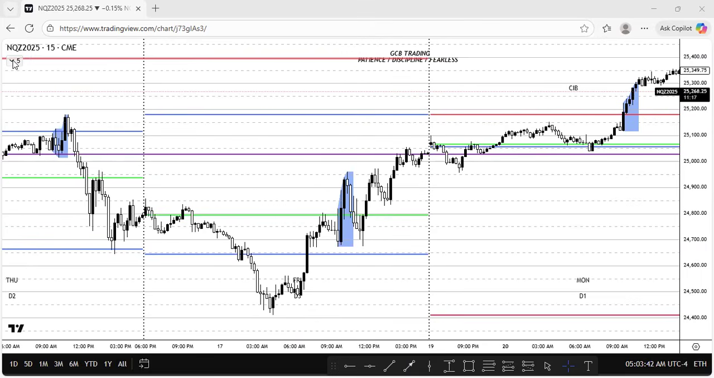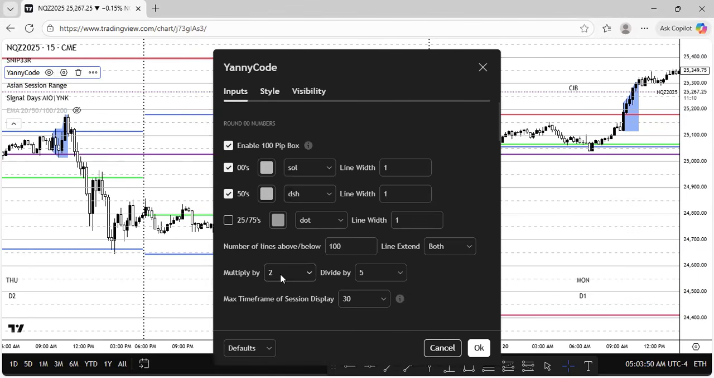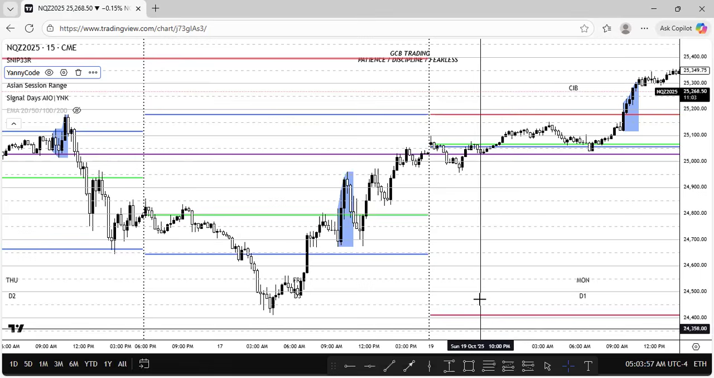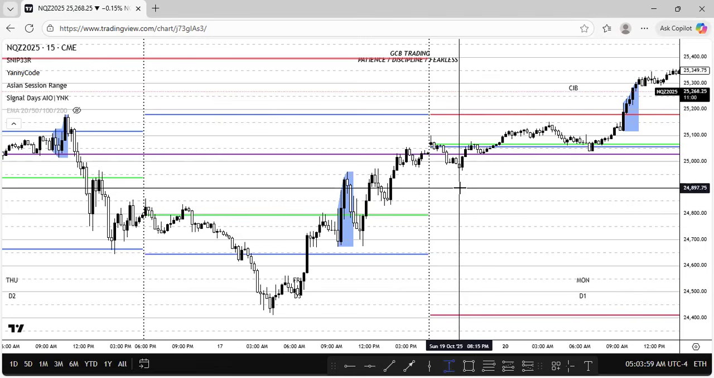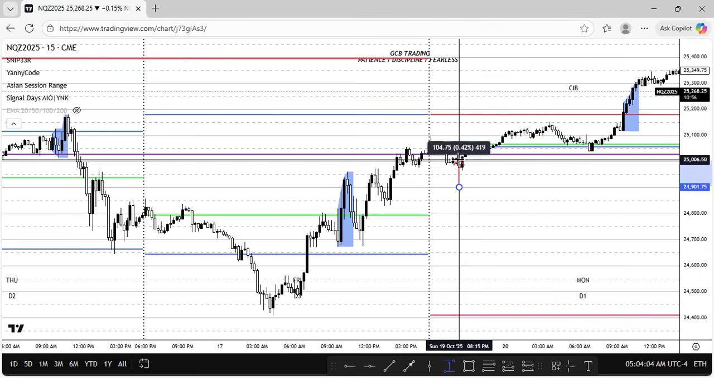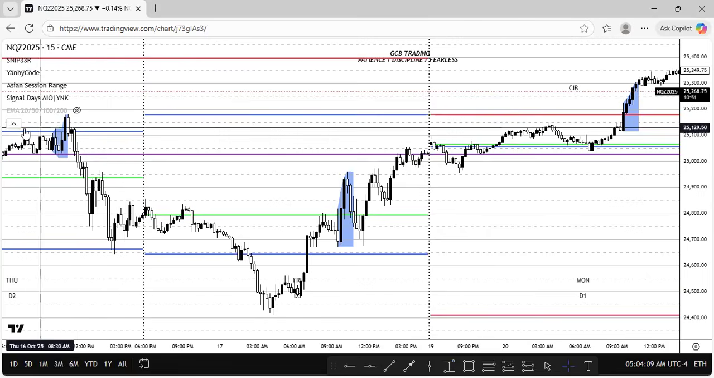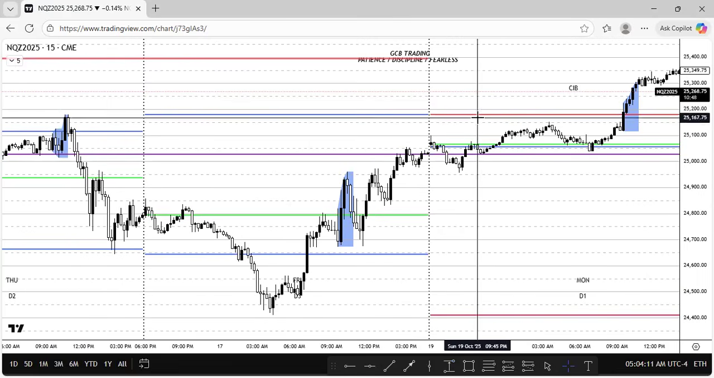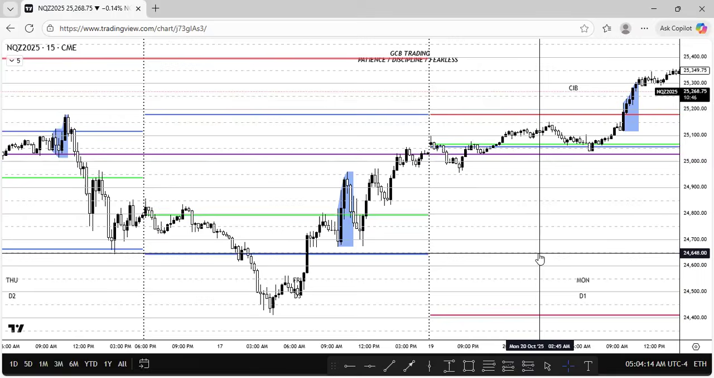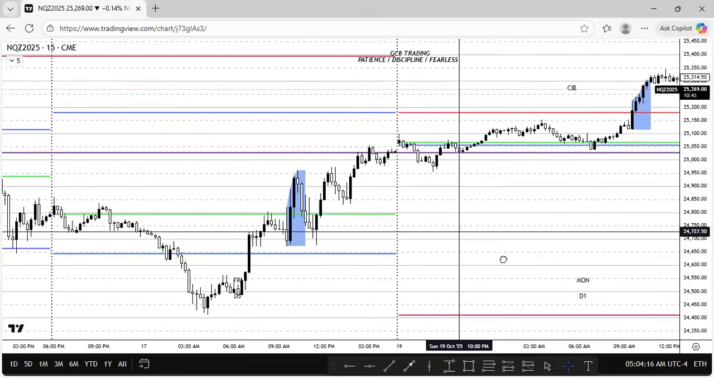Now if you're trading futures and you're using the round numbers, just to show you guys, the multiplier is going to be 2 divided by 5. That gives you your 100 point box. So as you guys can see here, this is your 100 point box, right here to right here. That's your 100 point box, and I only use 50s and double zeros. So now, let's get into this trade that happened on Monday.